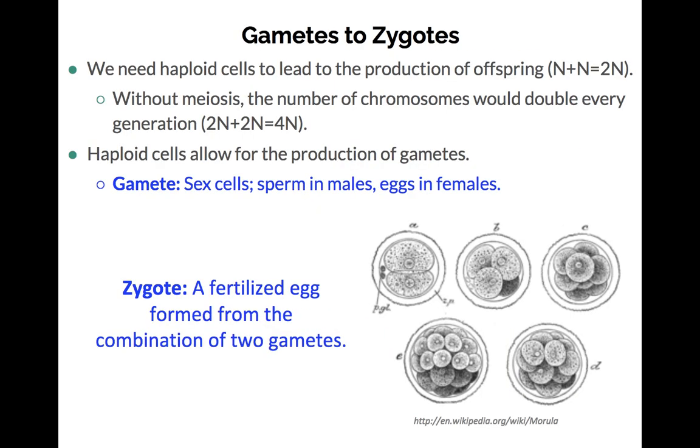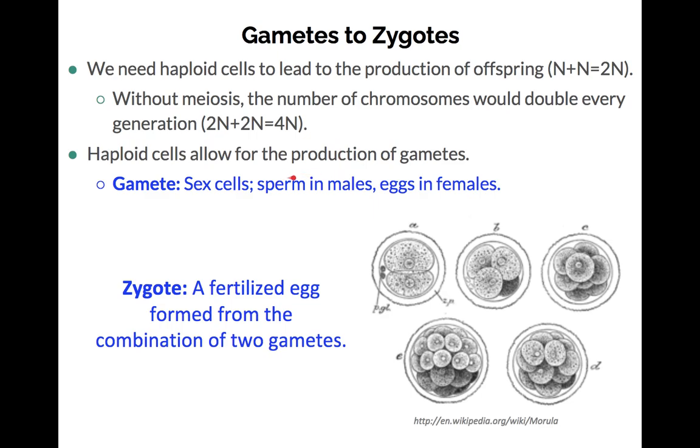So again, what's the whole point of this? Mitosis, meiosis I and II. We have to have haploid cells to lead to the production of offspring. Without meiosis, the number of chromosomes would double every generation, which would be a bad thing. We don't need that. So haploid cells allow for the production of gametes. And gametes again are sex cells, so sperm in males and eggs in females.